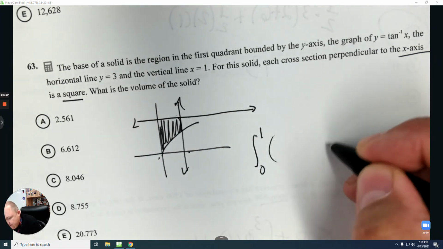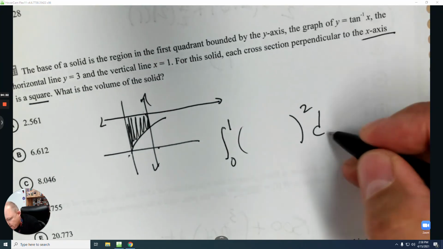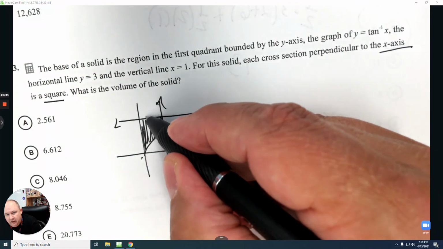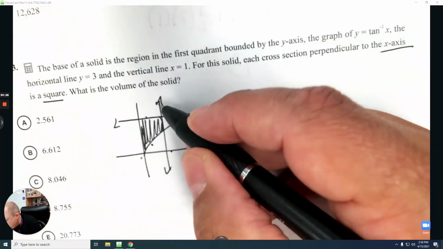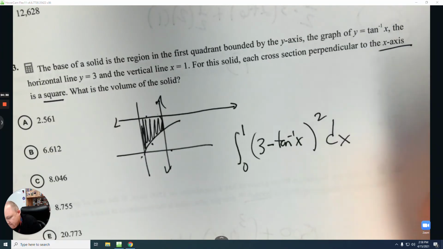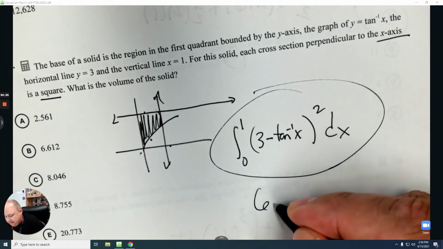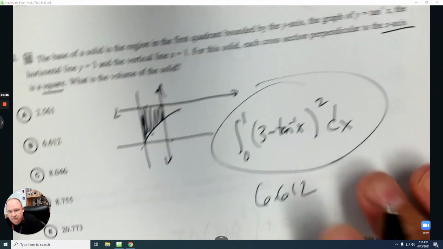And then the formula for a square is you take the base and square it. So the base is top subtract bottom. So it's 3 subtract the inverse of tangent. That's that curve underneath. And that's it. Put that in your calculator and you get the answer 6.612.